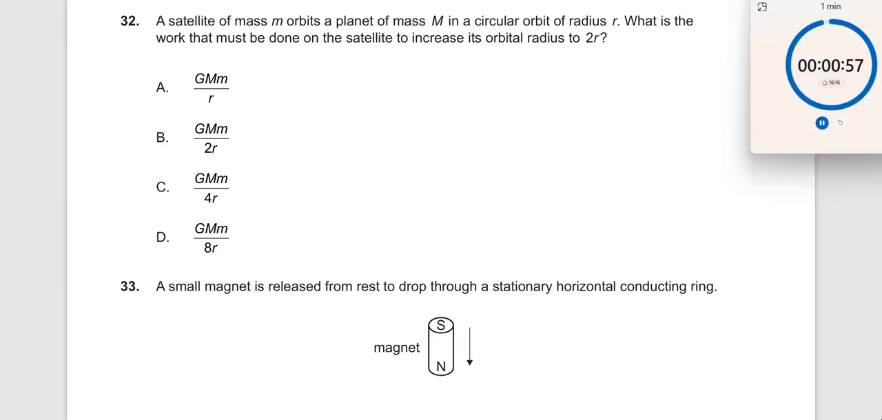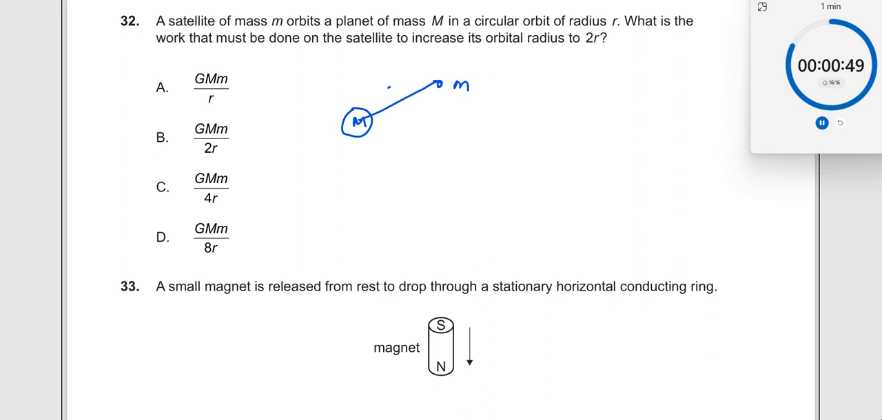32nd problem. A satellite of mass m orbits a planet of mass capital M. So you have a mass capital M, you have a small mass m over here with an orbital radius of r. What is the work that must be done on the satellite to increase its orbital radius to 2r?